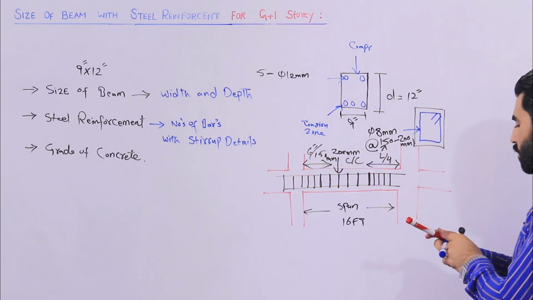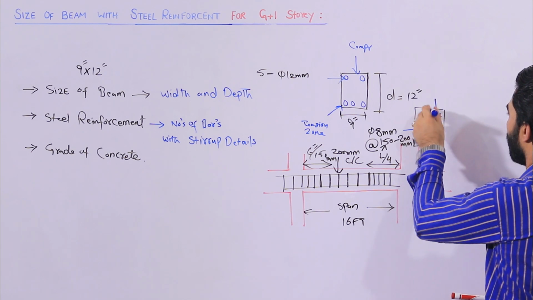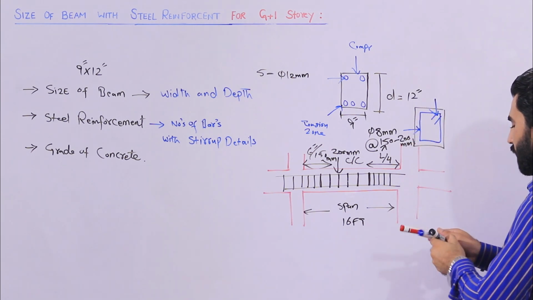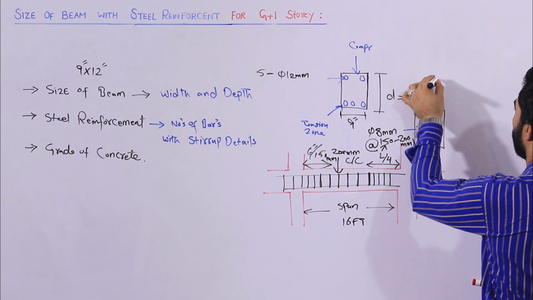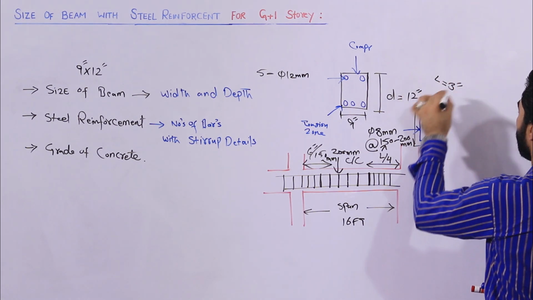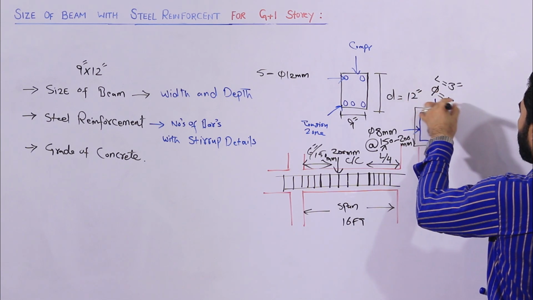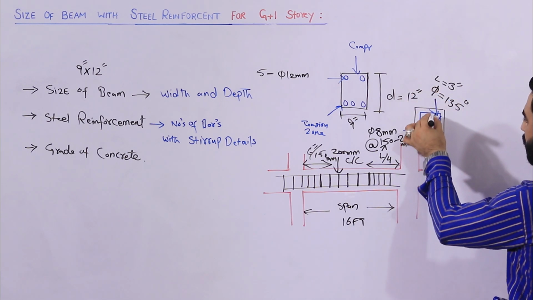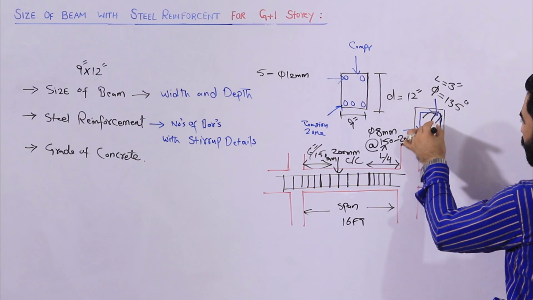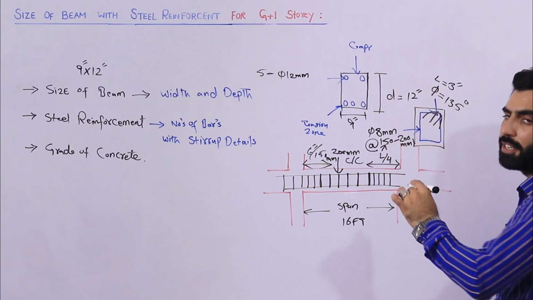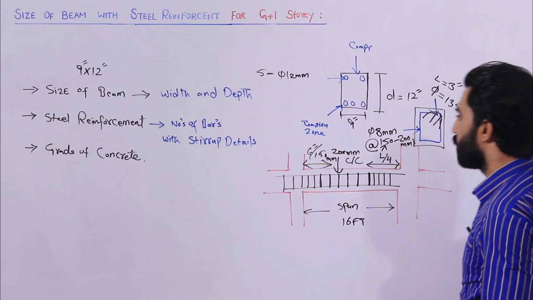Remember guys, here you can see the hooks. The length of the hook should not be less than 3 inches, and the angle should be 135 degrees, like this, as you can see. It should be provided like this, not at 90 degrees. So this is the correct way of stirrups.